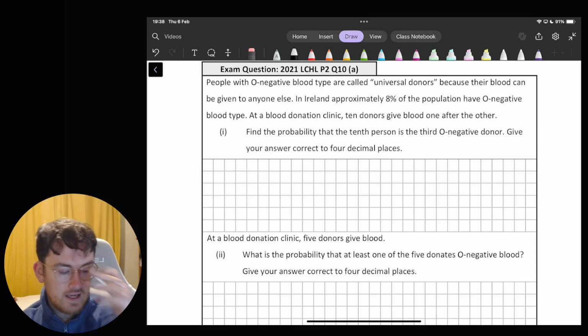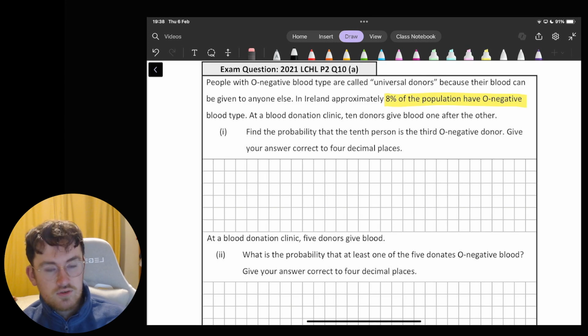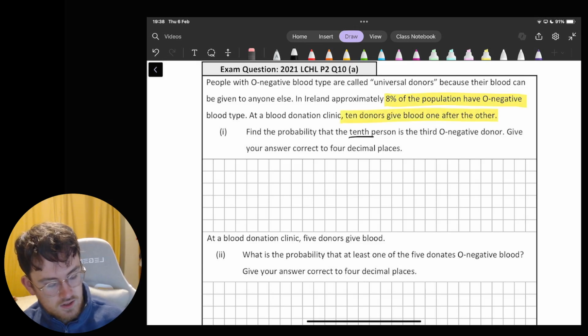In Ireland, approximately 8% of the population have O negative blood. At a blood donation clinic, 10 blood donors give blood one after the other. Find the probability that the 10th person is the 3rd O negative donor. Okay, again, let's list out what that would mean.